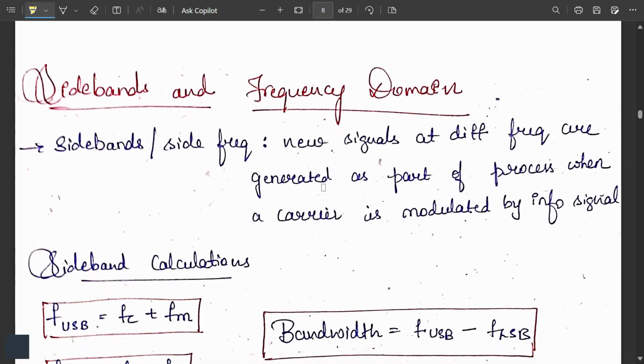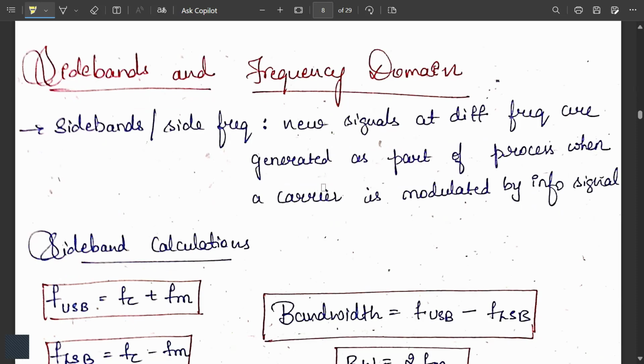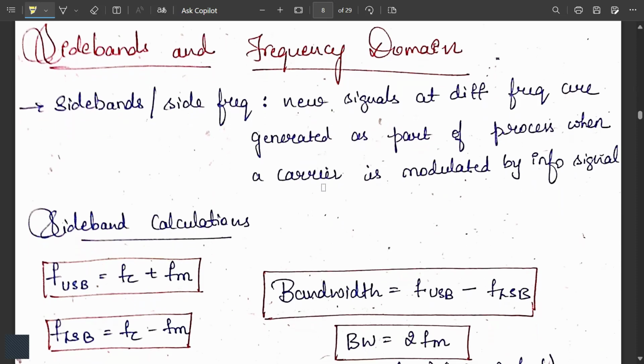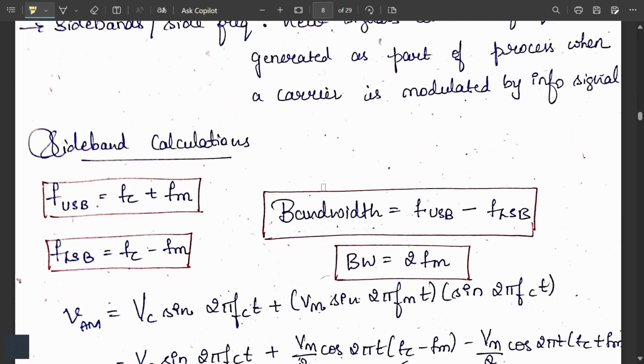Okay, next is the sidebands and frequency domain. In this, the sidebands or side frequencies are new signals at different frequencies generated as a part of the process when a carrier is modulated by the information signal. Sideband calculation is what they may ask you as a problem, or they may ask you to explain also. Sideband is given by FUSB, that is the upper sideband is fc plus fm, and FLSB, the lower sideband, is fc minus fm. So bandwidth is given by FUSB minus FLSB.